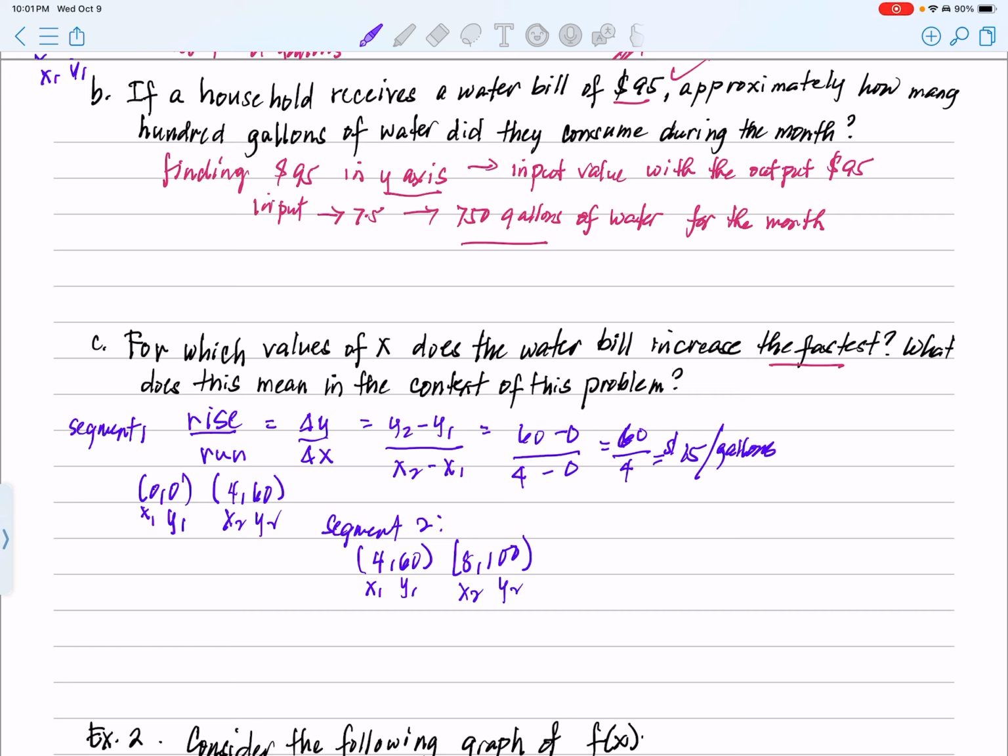What we're trying to prove here is how fast the increase is, which one is fastest. All right, so y2 is 100 minus 60. Then for the x, we have 8 minus 4. So 100 minus 60 is 40, over 4. We have $10 per gallon. Right.